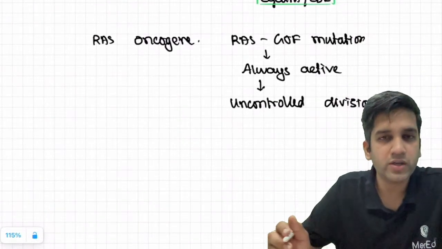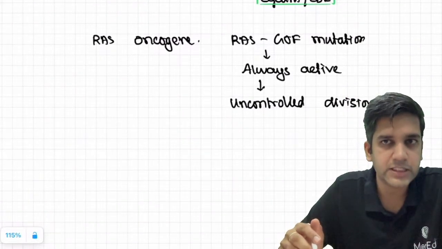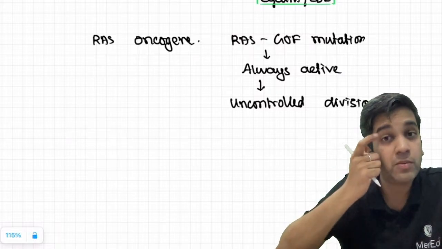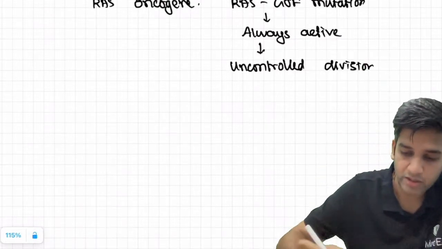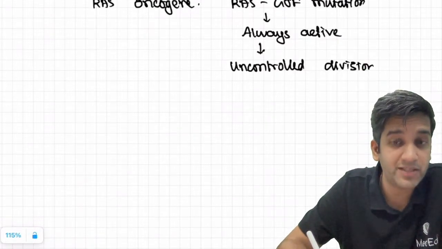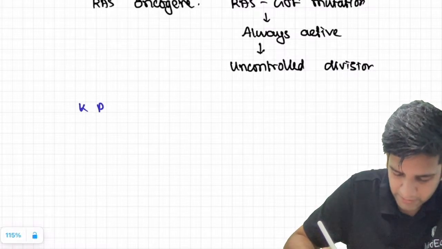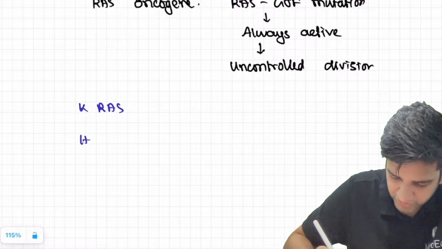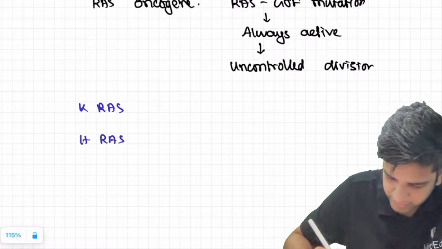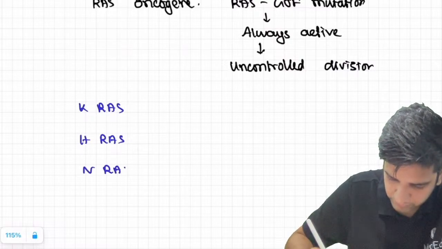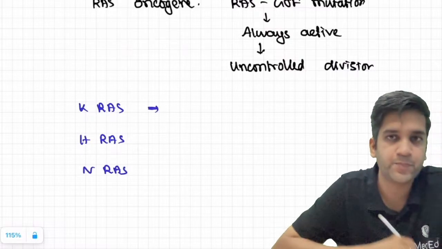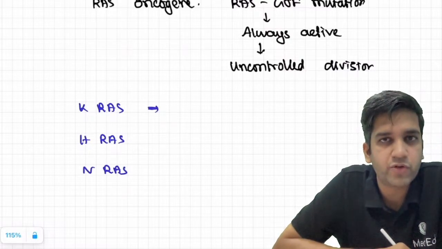RAS, if you look at Robbins, there are multiple subdivisions of RAS. I want you at least to remember one subdivision of RAS. If you can remember everything, more than amazing. But there are KRAS, HRAS, and NRAS. Never forget KRAS, because KRAS is very, very important for me.